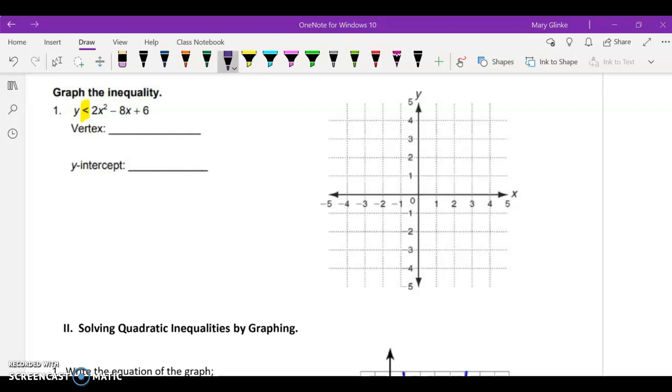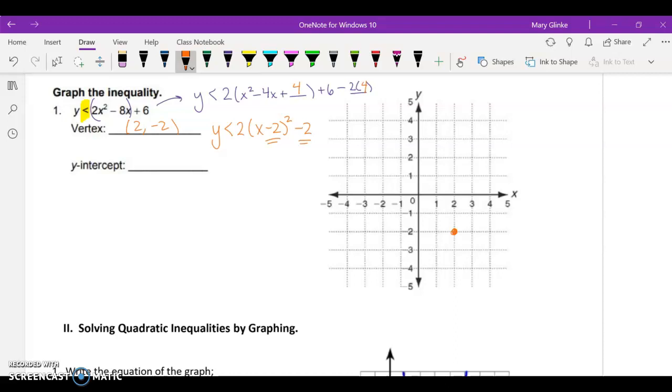I'm going to do this by using completing the square just to show it one more time. So we get y is less than, we're going to factor out the 2. So we get x squared minus 4x plus blank. We leave the plus 6 alone, and then we have minus blank. On the minus blank, we put our a value. When we do b divided by 2, and we square that, we get a 4. So we get y is less than 2 times x minus 2 squared minus 2. So our vertex here is right 2, down 2.